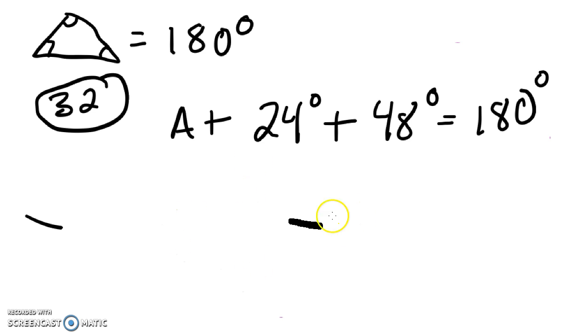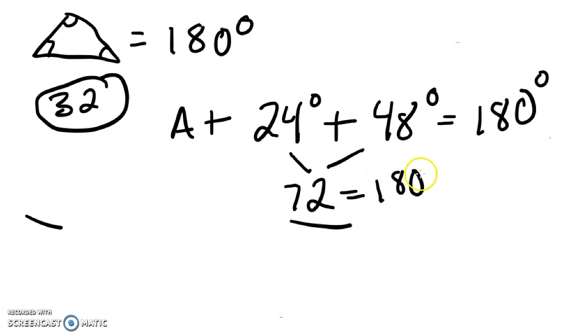Okay, so let's just add these two together. Oh, I don't know where my mouse is. Okay, when we add these two together, we're going to get 72 equals 180, and just write the rest of the degrees out, and a plus 72. And then we can just subtract 72 from both sides.